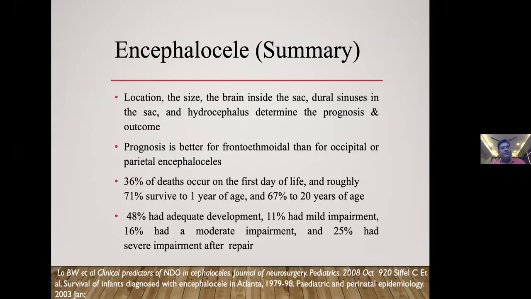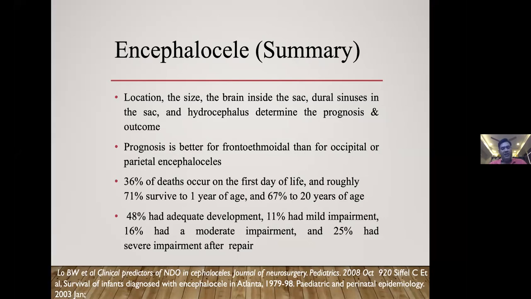So to summarize, the location, the size, the brain inside the sac, dural sinuses in the sac, and hydrocephalus are the determinants for the prognosis and outcome. Prognosis is better for frontoethmoidal than for occipital or parietal encephaloceles. 36 to 40% of deaths can occur in the first day of life, and roughly 60 to 70% survive for 1 year.